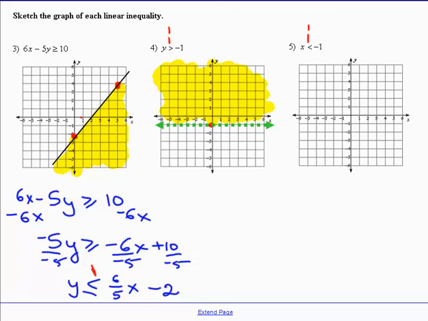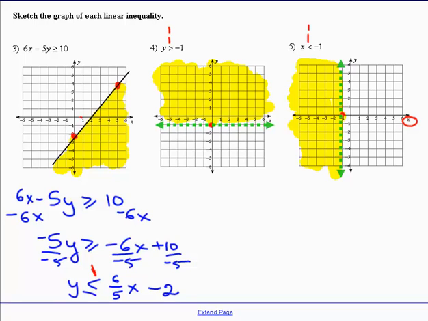Okay, so for the next one, we have x is less than -1. So I have to find -1 now on the x-axis. So here it is, and x always has to be -1, so it will be a vertical line going up and down. And then for shading, we're looking for the x values that are smaller than -1, so I'm going to go back to my x-axis. Here are the smaller values. And that's what it's going to look like.